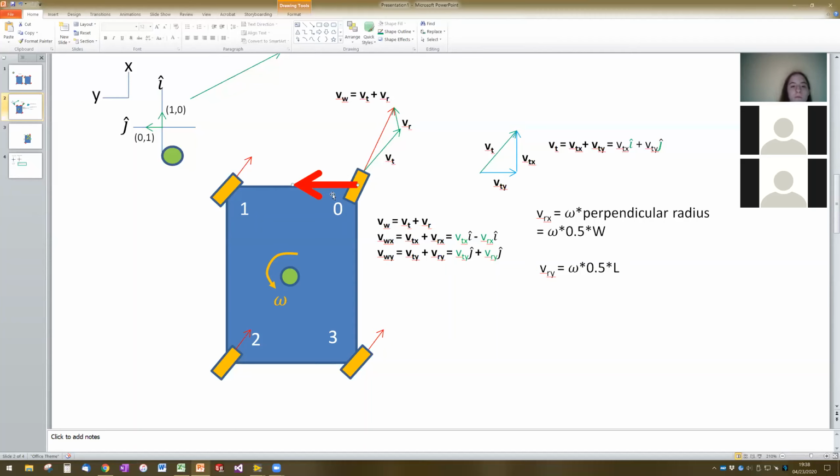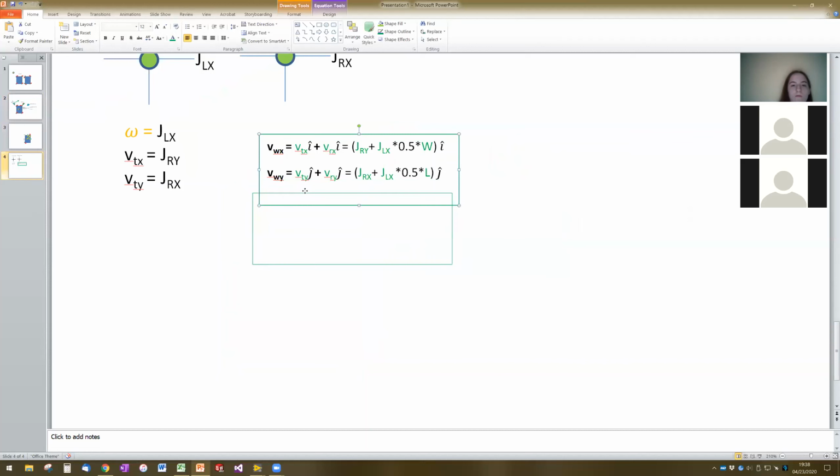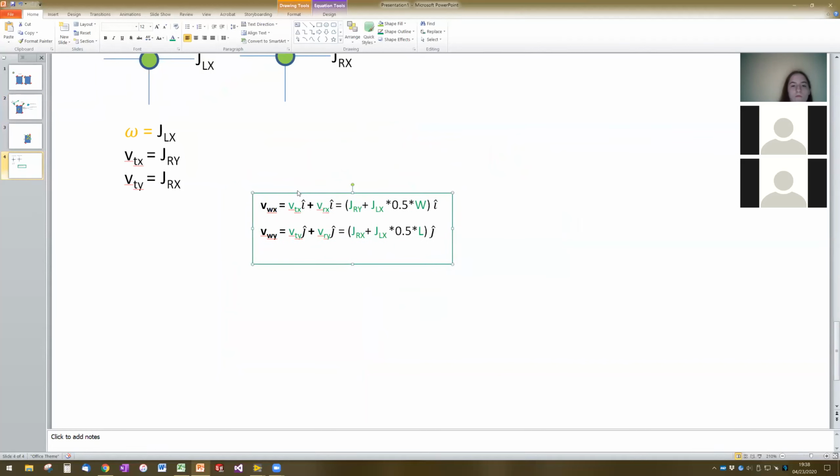So the difference that we see as we go from wheel module 0 to any of the other wheel modules is the signs. The cheating answer is that if you were to calculate this solution for all 4 modules, one of the modules would have the solution that you see here. Another module would have this solution. Another module would have that one. Another module would have that one. And so there's just a sign difference as you go around the perimeter of the robot.